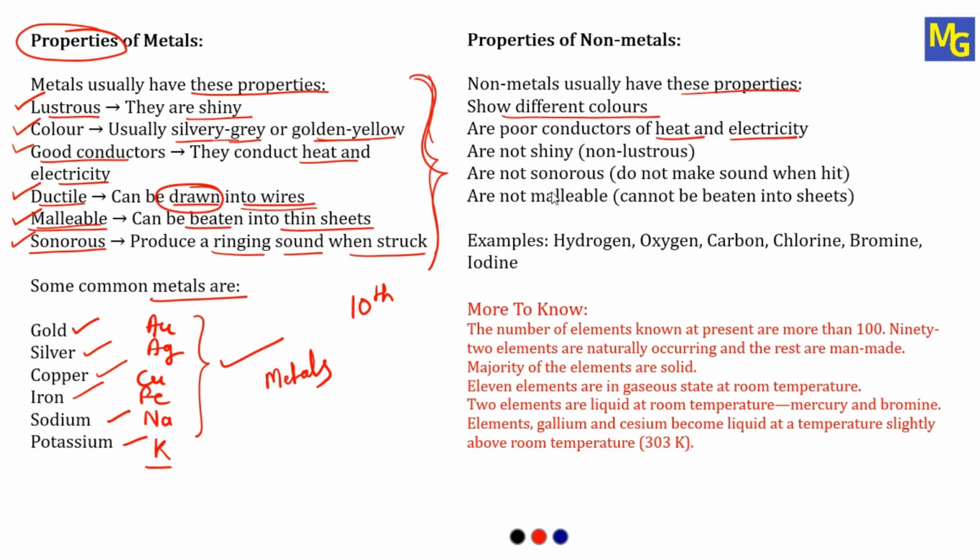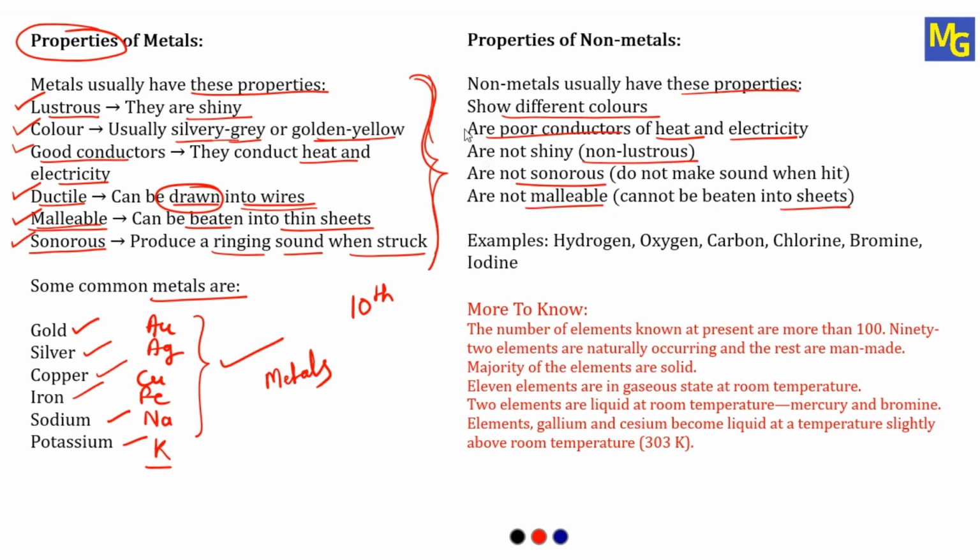So exactly opposite to metals. Metals are good conductors of electricity and heat, but non-metals are poor conductors of electricity and heat. They are not shiny because they don't have shine, so they are non-lustrous. They are not sonorous, they cannot produce sound. And even these are not malleable, we cannot beat them and convert them into sheets.